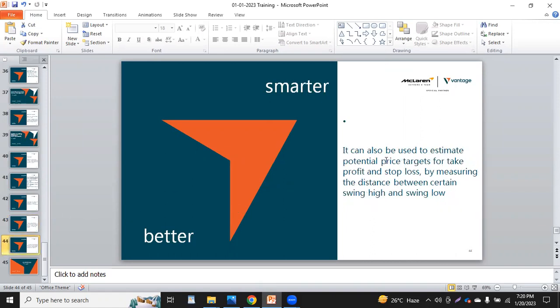Okay, so it can be used to estimate potential price targets for take profit and stop loss. Exactly. Besides helping you enter a trade at a very good price, with very good quality entries, Fibonacci will also help you know where your stop loss should be. We are going to describe this also when we get to the chart. Fibonacci will show you where your stop loss should be, and will also help you with your take profit, especially your stop loss, right? Especially your stop loss.